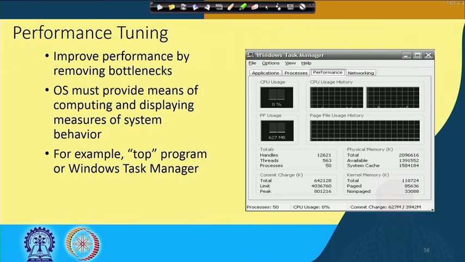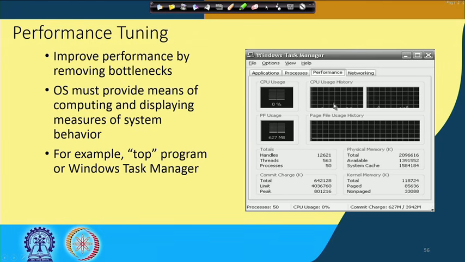Then this is an example of performance tuning. We improve performance by removing the bottleneck. We try to figure out what the bottlenecks are. If you are familiar with the Windows system, the Windows Task Manager has a performance button. If you press it, it will tell you the CPU usage, the page fault rate, the page file usage, and so on. It also gives you the history of what happened over the last some time units.